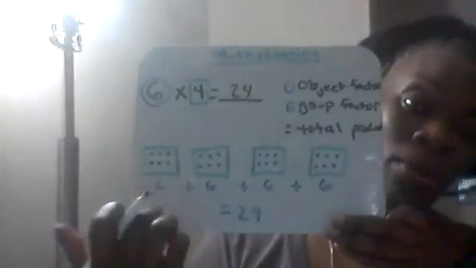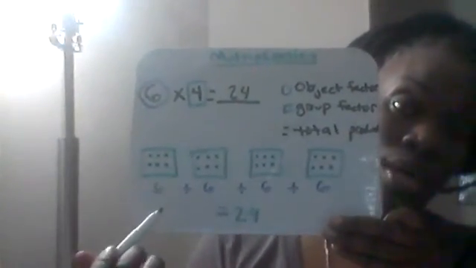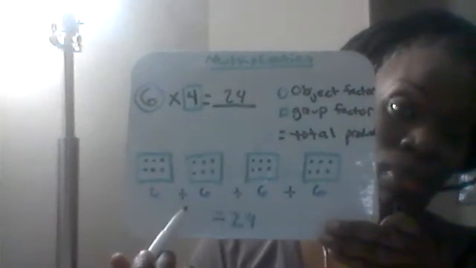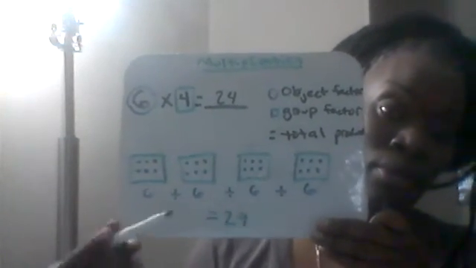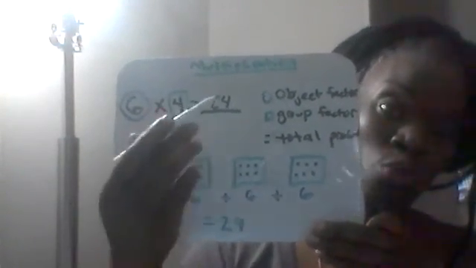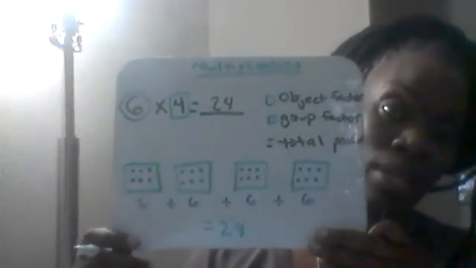Okay? So you can actually count them out, or you can count the sums at the bottom. 6 plus 6 plus 6 plus 6. And that final answer is 24. Okay?